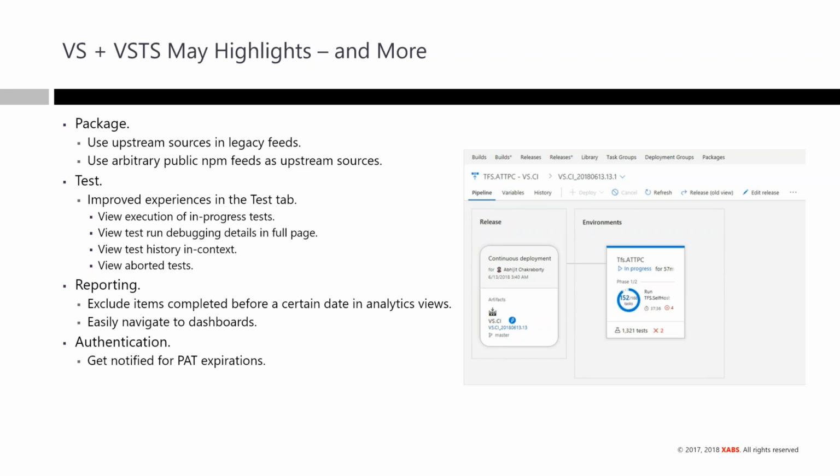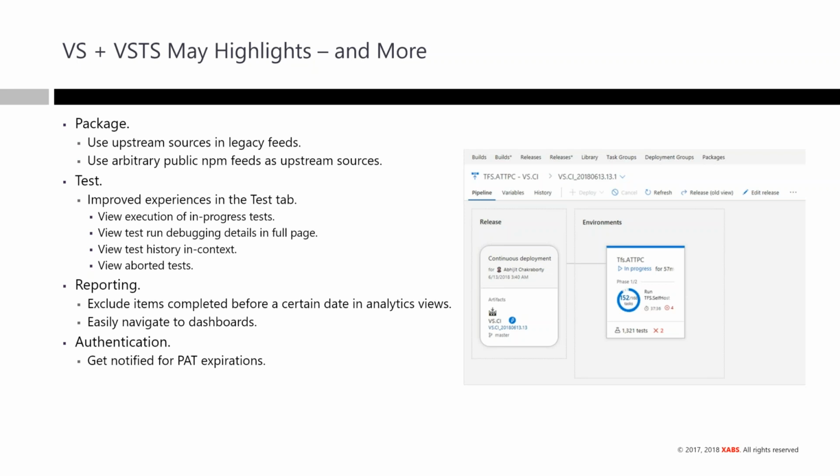Now, testing. Improved experiences in the test tab, and you can see this is a list of the things. So you can view the execution of in-progress tests, which is nice if you have comprehensive testing, you can actually see how far you are in your testing while it's running, if you have automated testing. And you can see the debugging details in full page also. You have a history, and if they get aborted, you can also see that, all part of the new stuff for testing.